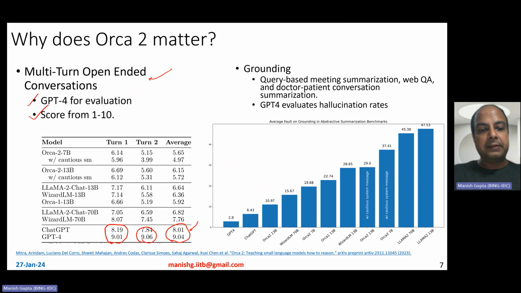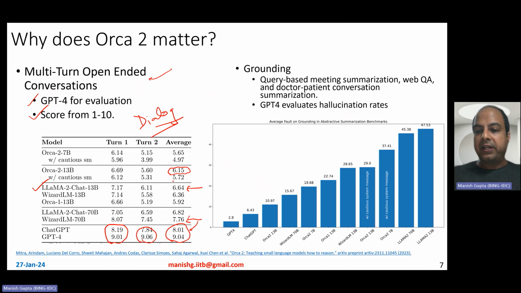And Orca does not perform that well, mainly because it has not been trained using any dialogue data. This is a dialogue task, so this is one of those tasks where Llama 2 chat actually performs better, at 6.64, and WizardLM also performs better. But Orca 2 is not too bad. It's reasonably there, at 6.15, which is not that great, but it has not been trained on dialogue data.